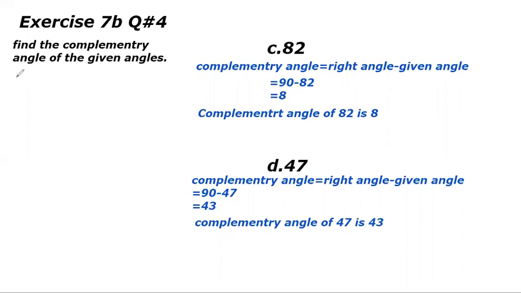Some angles are given to you. For example, in the first part of the question, the first given angle is 65 degrees. If you look at the book, the second part is 12 degrees, the third part is 82 degrees, and the D part is 47 degrees. These are the given angles and you have to find their complementary angles.